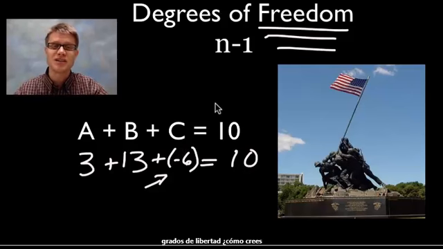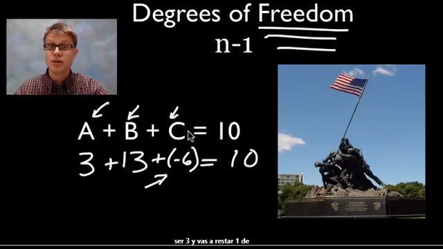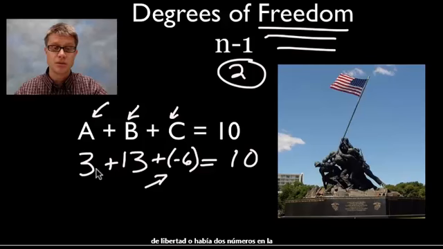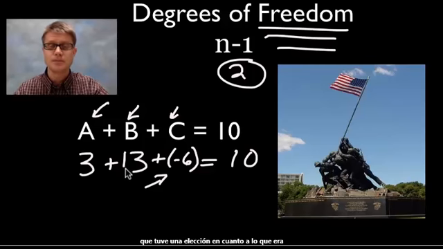And so when we're talking about degrees of freedom, how do you figure that out? Well, you take the number in your data set. In this case, it's going to be 3, and you're going to subtract 1 from that. And so in this case, I had 2 degrees of freedom, or there were 2 numbers at which I had a choice as to what I was going to choose.